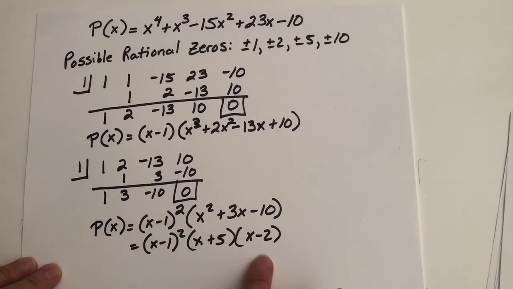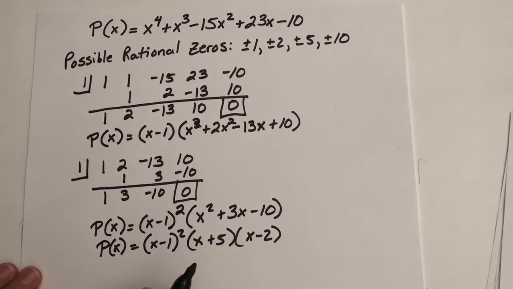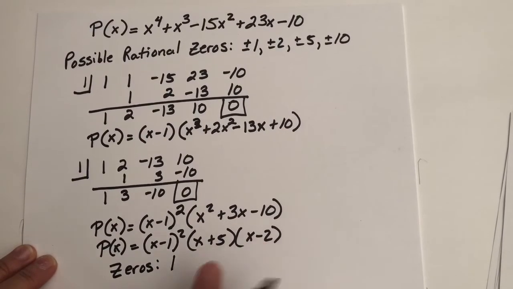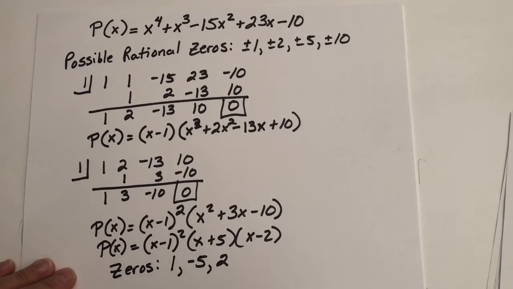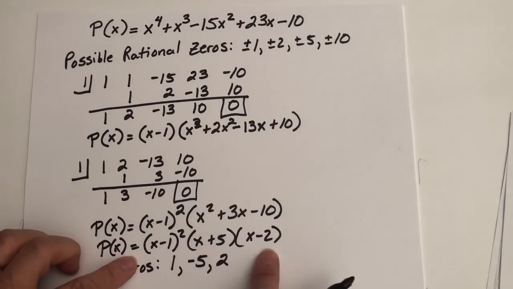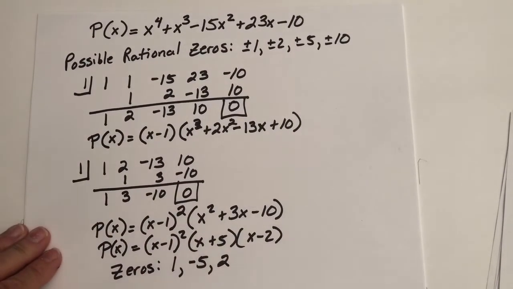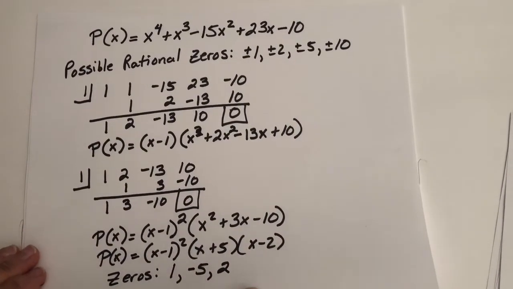So there's the factorization. And again, pay attention to what the directions are. I didn't write them here, but it was find all the zeros and write in factored form. So the zeros for this one are 1. We'll write this one. Negative 5 and 2. And notice this is a polynomial that you could graph if you needed to. Right? Now that you know the zeros, you know the multiplicity, you could graph this polynomial. Let's move on. Let's do another one.